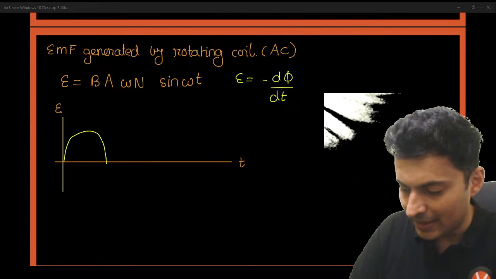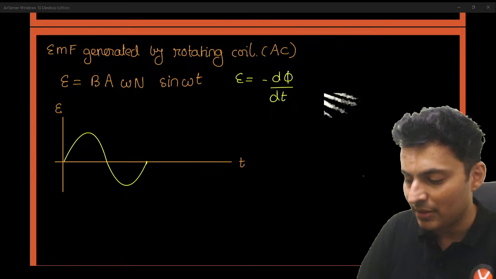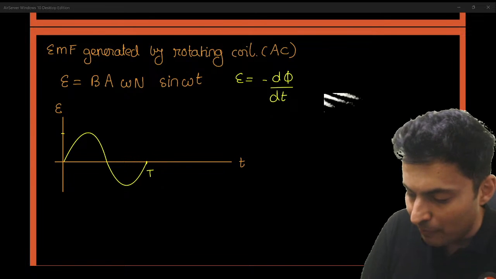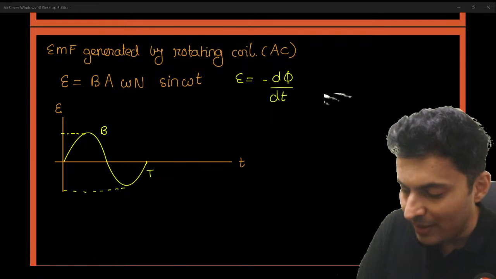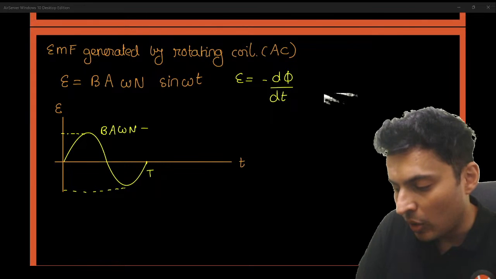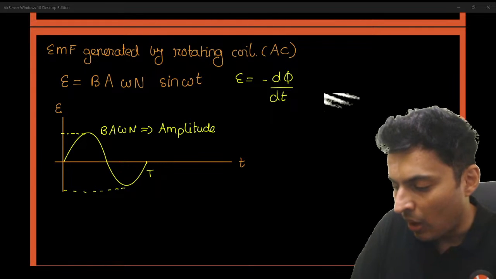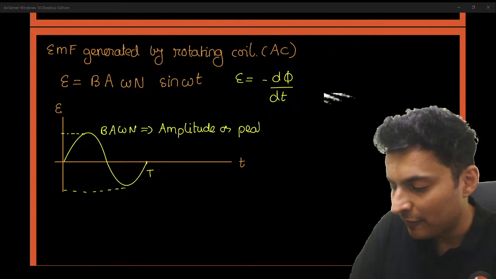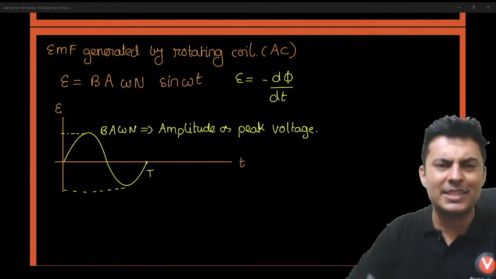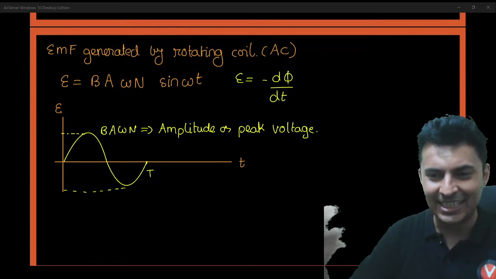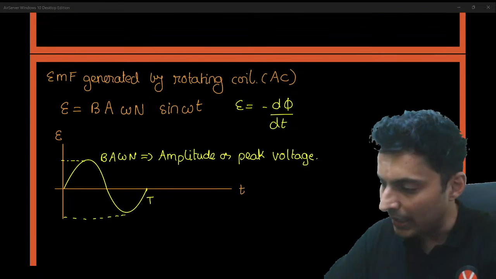It will go up and come down, and it will repeat itself. This is one time period. This will be the maximum value. This will be the minimum value. The maximum value will be BA omega n, which is also the amplitude, or the peak EMF or the peak voltage, that is the maximum voltage that we are talking about. Exactly. Very good. So keep these things in mind. Great.